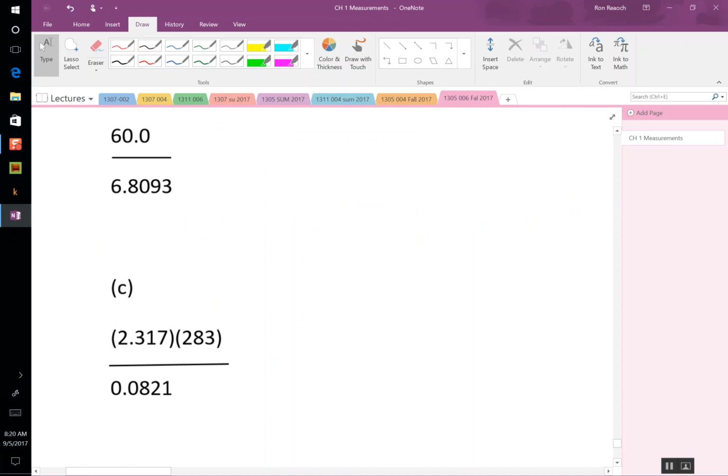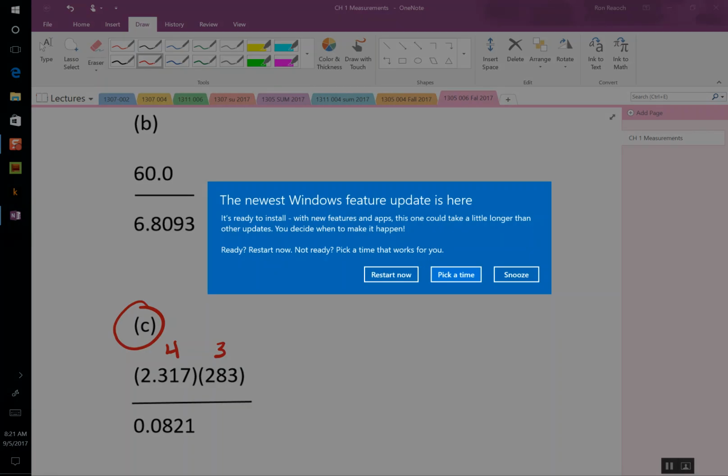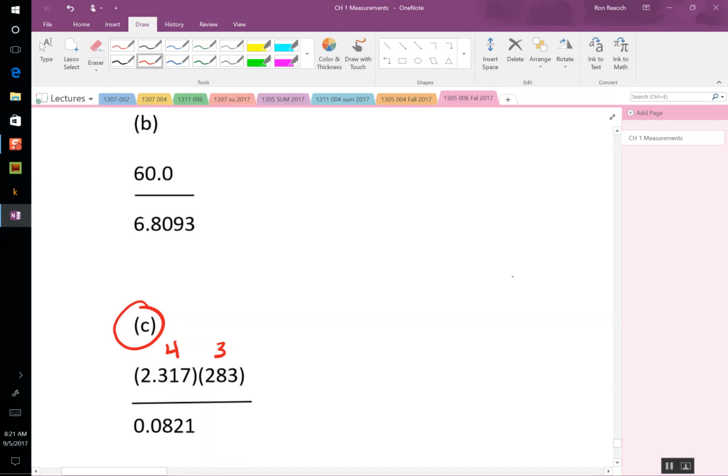Okay, let's do C. C is a little bit more complicated. We're going to multiply and divide. So how many significant figures in 2.317? 283. 0.0821. 3. All right, those are leading zeros, and they're not significant.